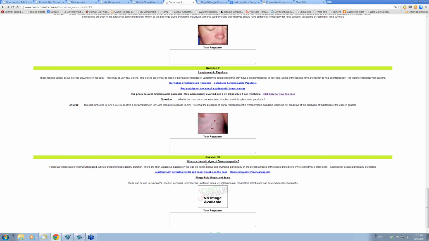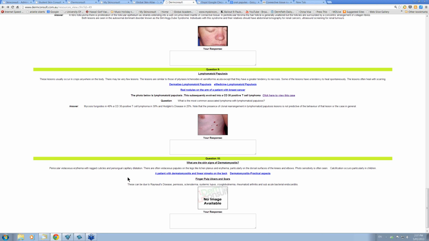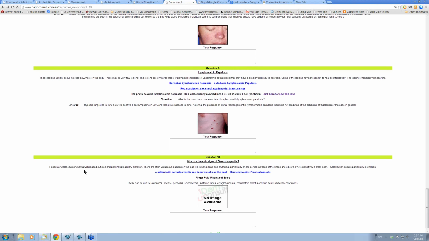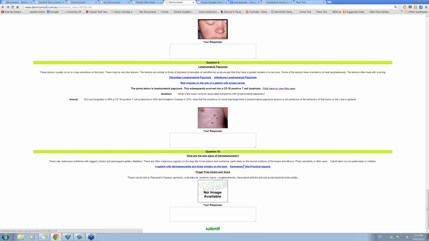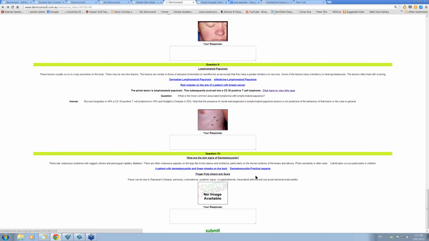And then look at the ragged cuticles that they're going to have and the disruption of the capillary loops that you see in that area. So, periocular violaceous erythema, ragged cuticles, periungual capillary dilatation, violaceous papules on the legs, like lichen planus. All right. And erythema in the knees and elbows, photosensitivity. Yes, calcification, particularly in children. But watch for that edema around the eyelids as well. There's a couple of other references that you can go to there. I think they're still valid.